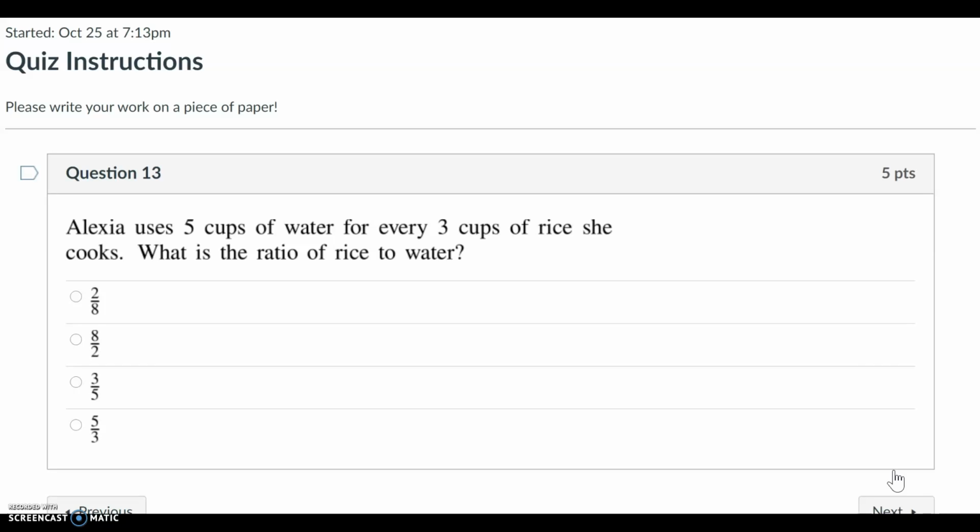Question 13. Alexia uses 5 cups of water for every 3 cups of rice she cooks. What is the ratio of rice to water? 2 to 8, 8 to 2, 3 to 5, 5 to 3.